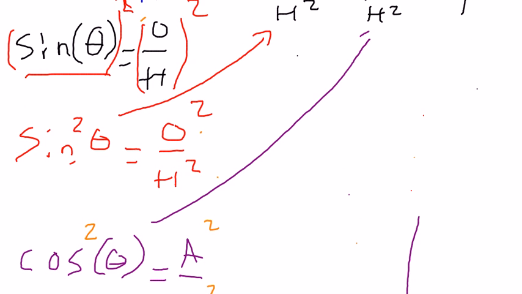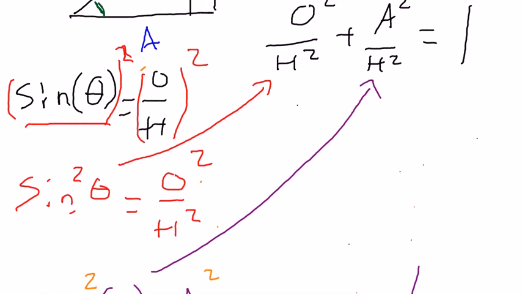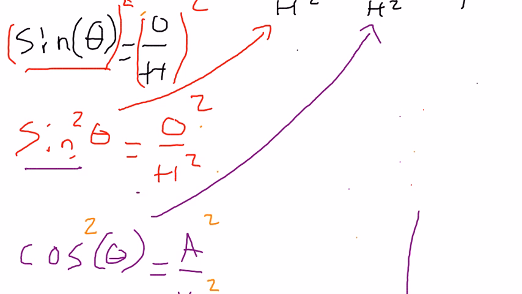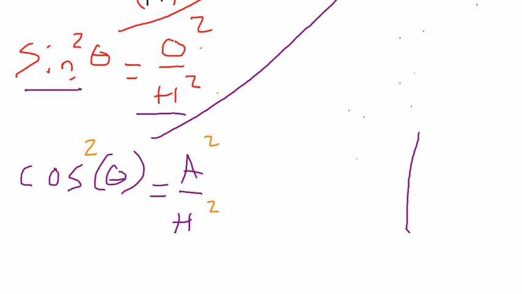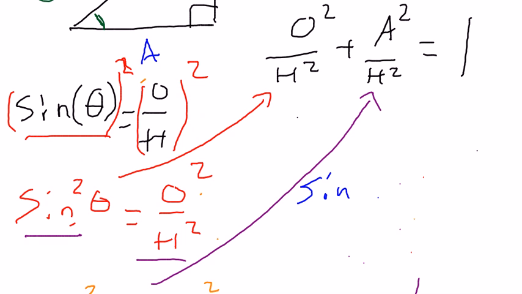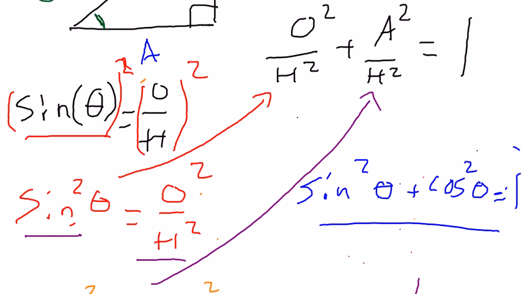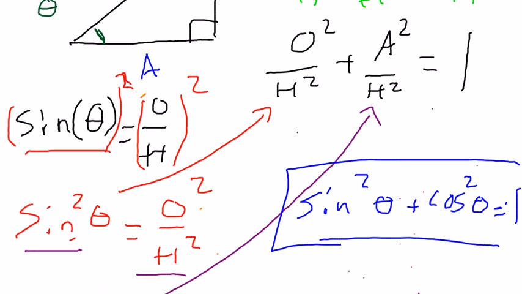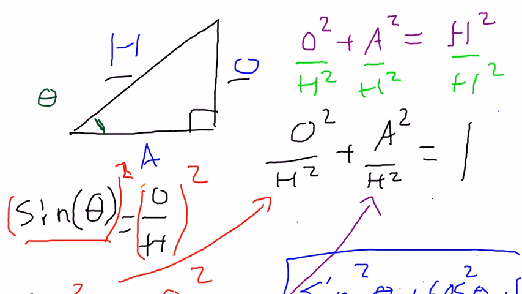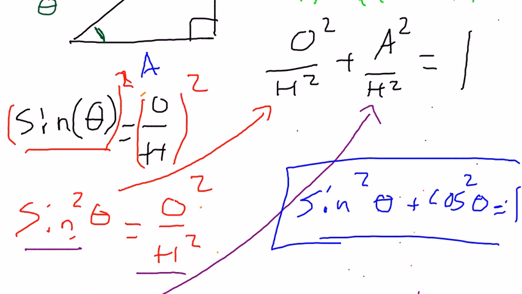Well, that is this right here. So what I'm trying to get at is if opposite squared over hypotenuse squared plus adjacent squared over hypotenuse squared equals 1, and sine squared equals this, and cosine squared equals this, then logically it follows that sine squared of an angle plus cosine squared of an angle also must equal 1. This is the proof for why sine squared plus cosine squared equals 1. We won't use this a lot in this lesson, but we will use it in later lessons.